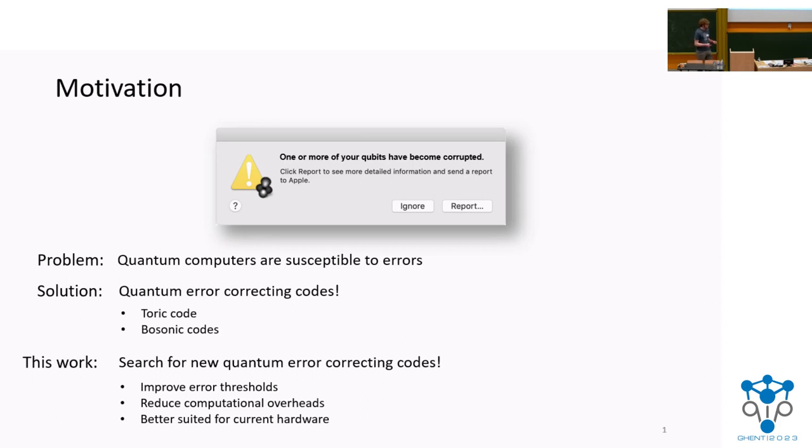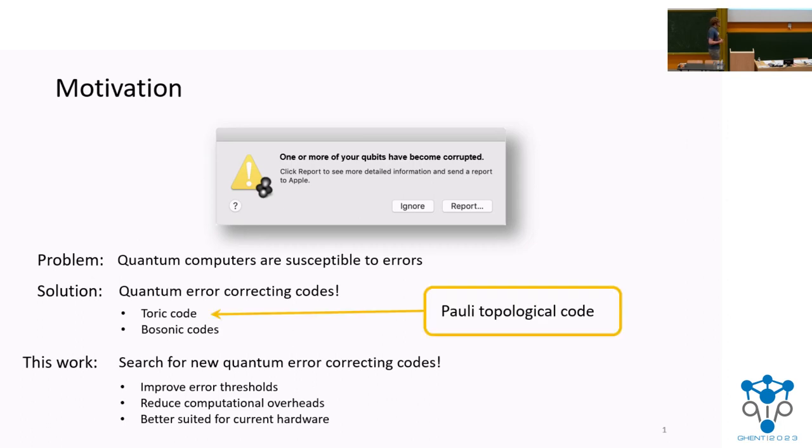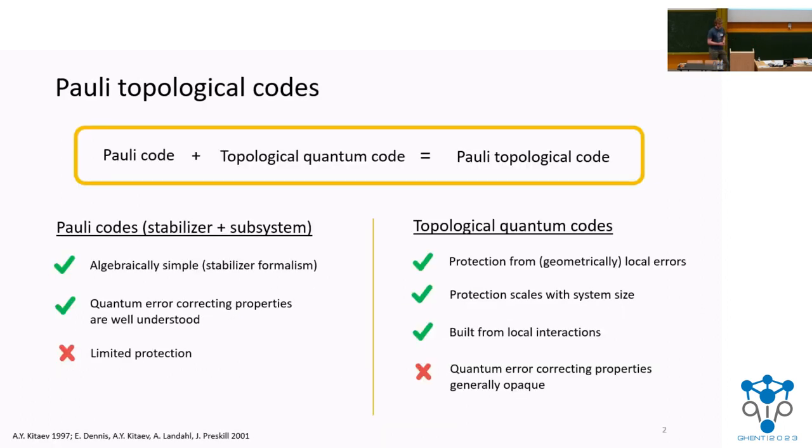The goal of this work was to explore the space of quantum error correcting codes. Now that's a huge space, so we can start with codes that we know work well. So we know the toric code works well. The toric code belongs to a larger class of quantum error correcting codes called polytopological codes. So we explored the space of polytopological codes. Now I won't define polytopological codes precisely. I'll introduce them by way of example.